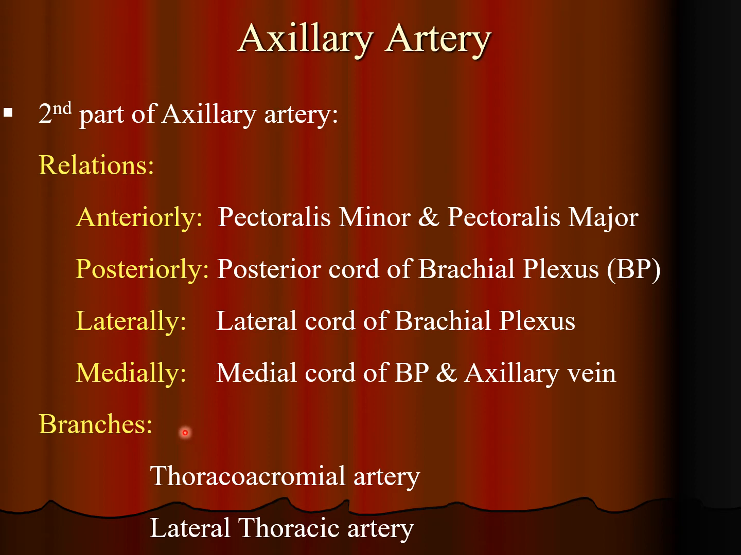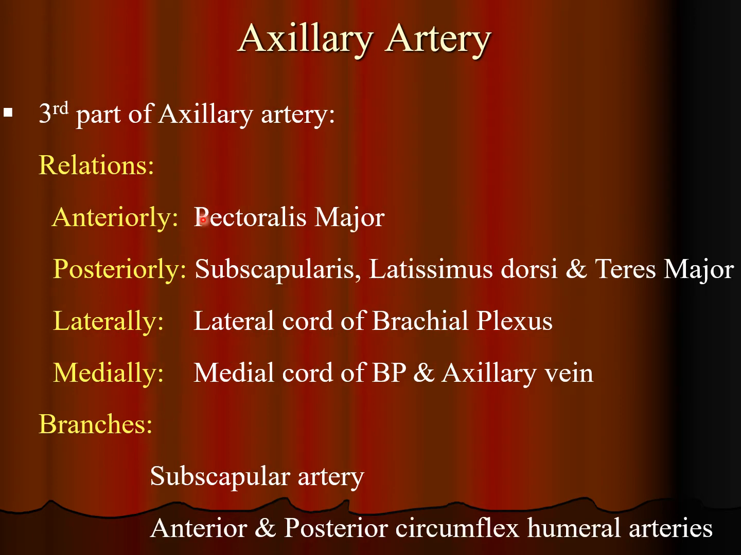The second part gives two branches, thoracoacromial artery and lateral thoracic artery. As we have discussed, the first part gives only one branch, the highest or superior thoracic artery. The lateral thoracic artery mainly takes part in anastomosis around the shoulder joint, and as we already discussed, it is a major supply for the female breast.